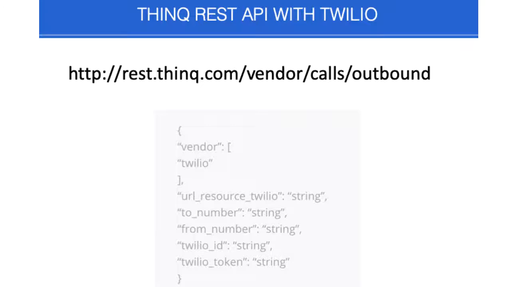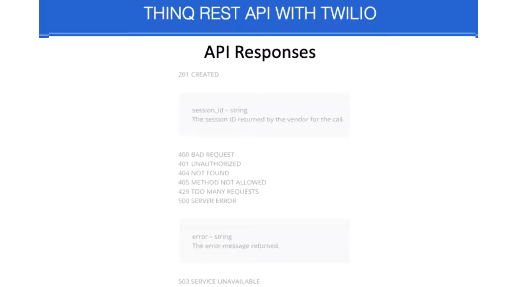You also need the to and from number, the from number being your Twilio number, and then of course your Twilio ID and token. This particular ID and token will be gathered from your Twilio environment. This Twilio ID and token are only required if you have set the vendor to Twilio. Again, if you're using Plivo, you would need to use the Plivo ID and token instead.